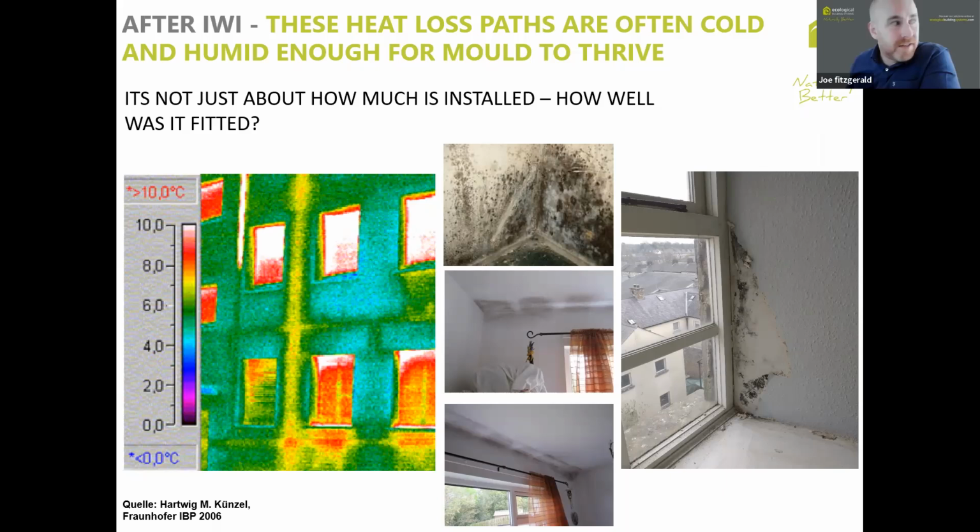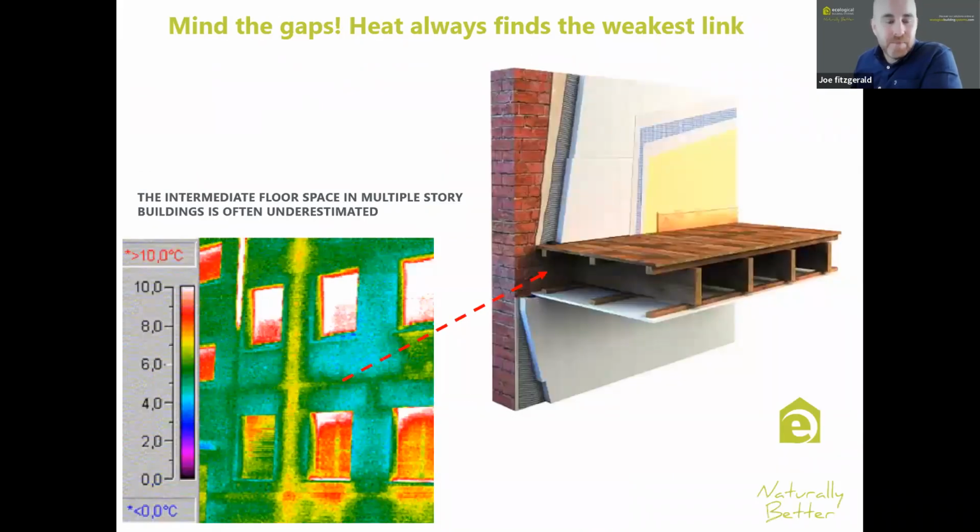Because heat is lost there at an increased rate, the surface temperature drops in those locations, which leads to things like mold growth in the corners, between ceilings, at intermediate floors, in window reveals. These are all very, very common areas. So when you're looking at internal wall insulation, it's important that you think about the hard to reach areas. And that's really where the devil is in the detail.